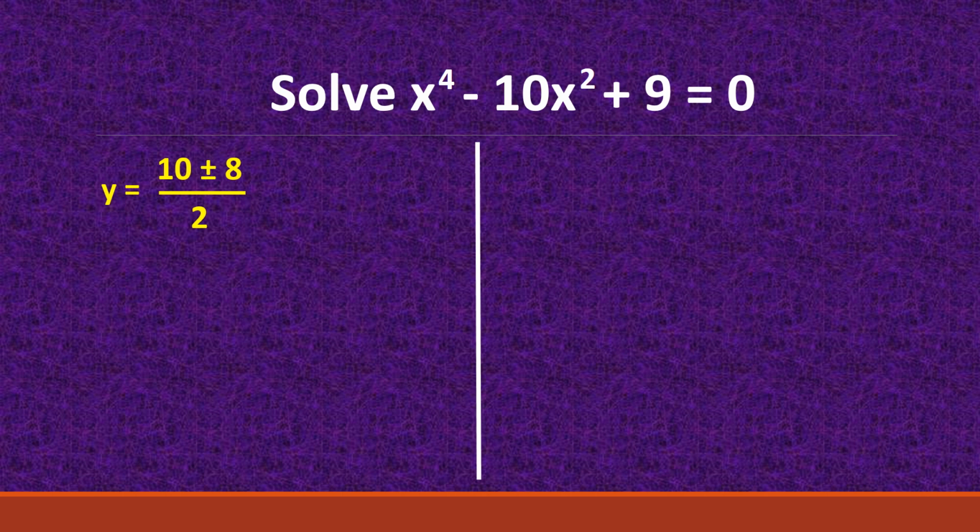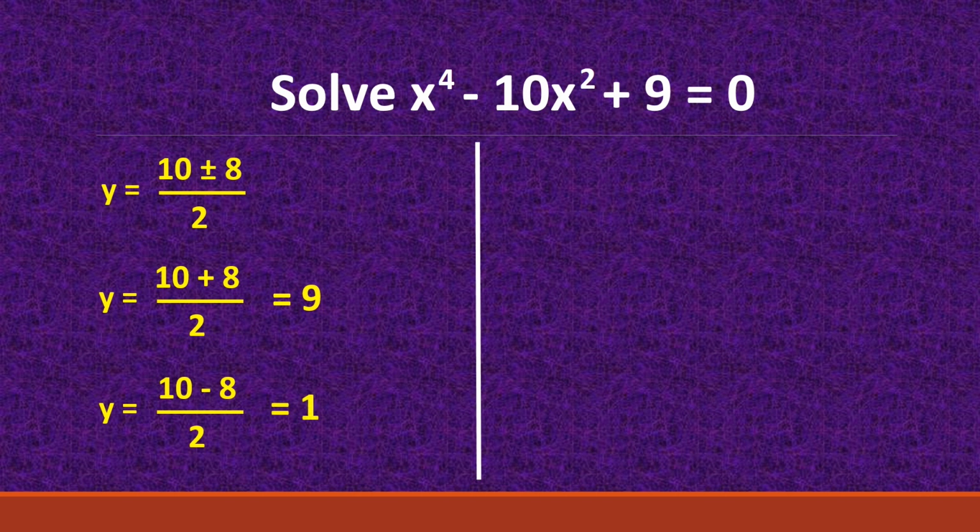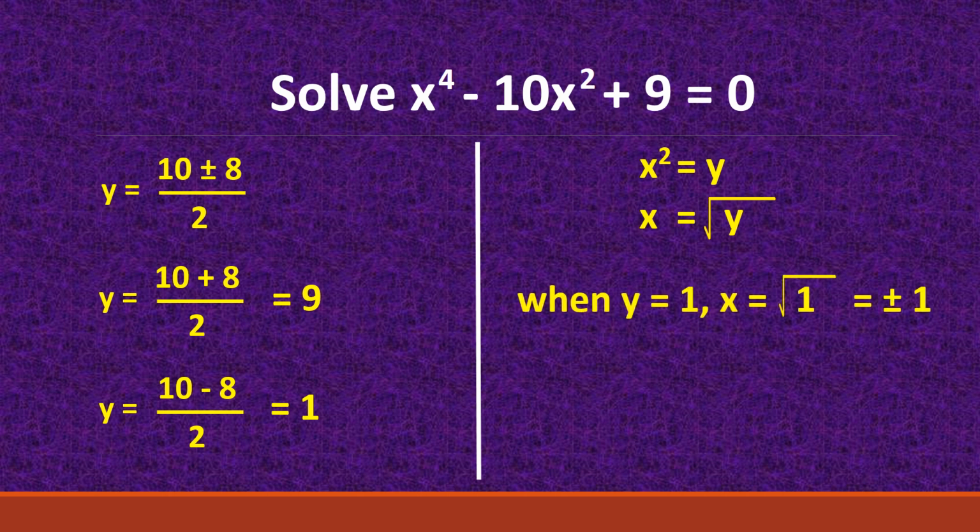That can be either 10 plus 8 by 2 or 10 minus 8 by 2. If it is 10 plus 8 by 2, then the value of y will be 9. And if it is 10 minus 8 by 2, then the value of y is 1. And then we know that y is equal to x square. Then what will be the value of x? X will be equal to square root of y. So, when y is equal to 1, x will be equal to square root of 1.